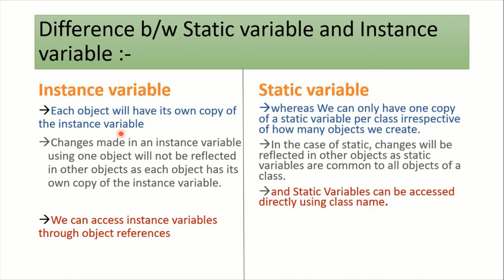In an instance variable, changes made using one object will not be reflected in other objects, as each object has its own copy of the instance variable. But in the case of a static variable, changes will be reflected in the other objects, as static variables are common to all objects of a class. We can access instance variables through object reference, but static variables can be accessed directly using the class name.